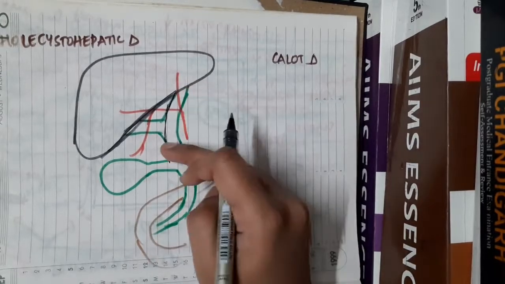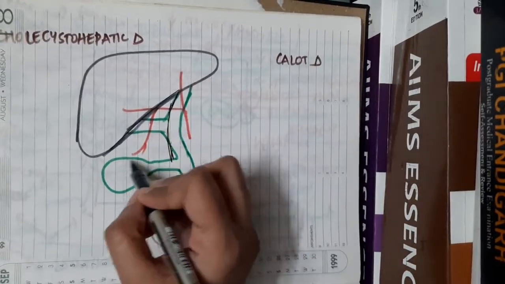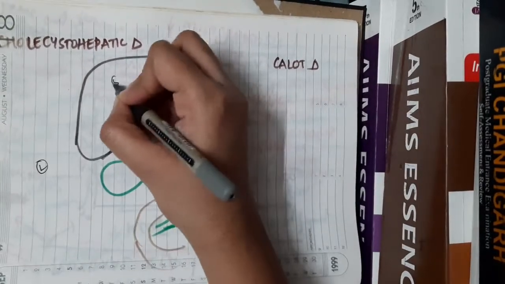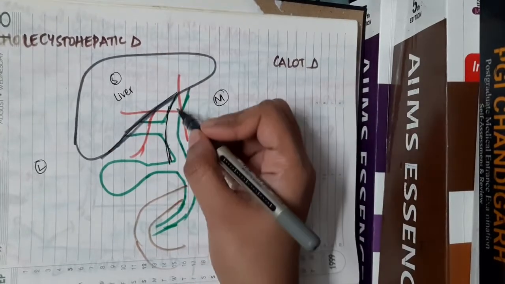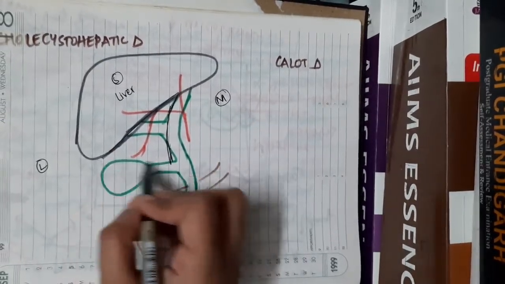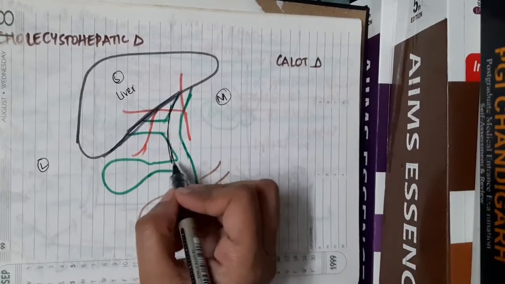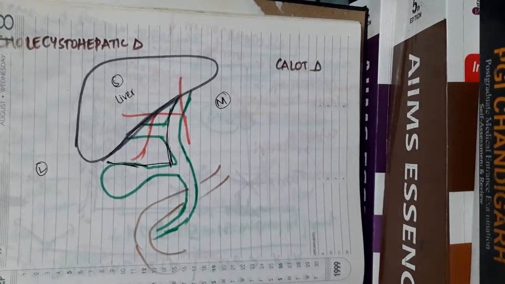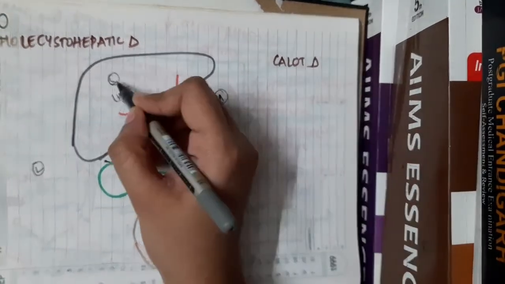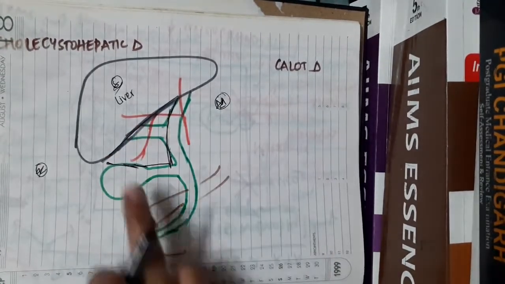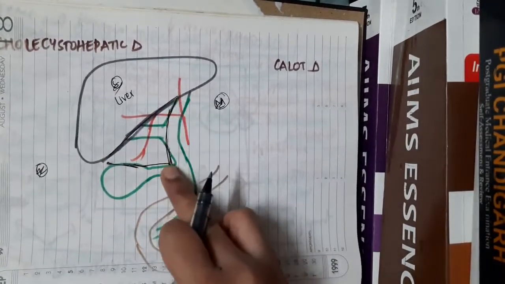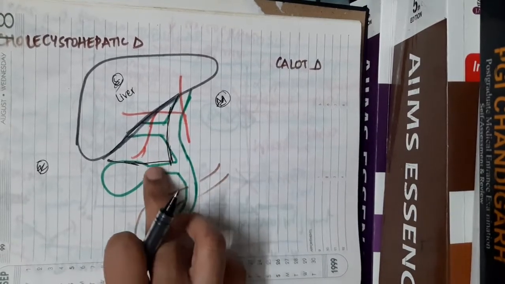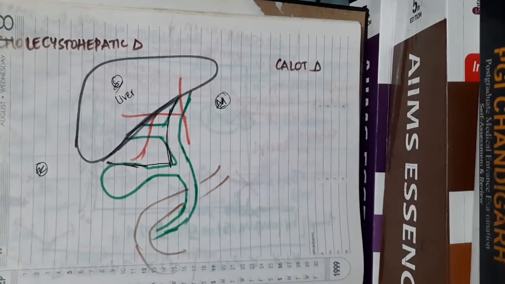You can tell that it is formed by the common hepatic duct medially. This is medially, this is laterally, this is superiorly. Superiorly it is formed by the liver, medially by the common hepatic duct, and laterally or below, it is formed by the cystic duct and also the gallbladder. Though you do not need to remember medially, superiorly and laterally, just remember the boundaries: the liver, the common hepatic duct, and the cystic duct and the gallbladder.